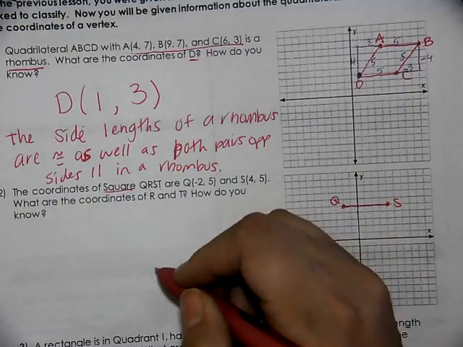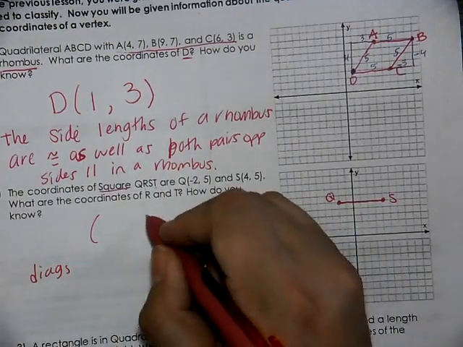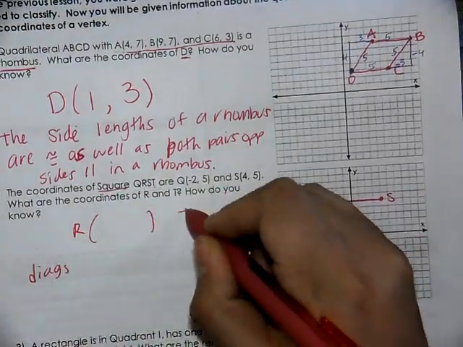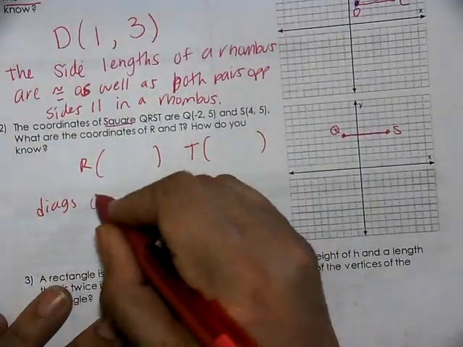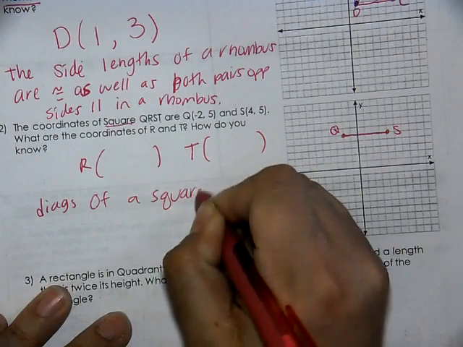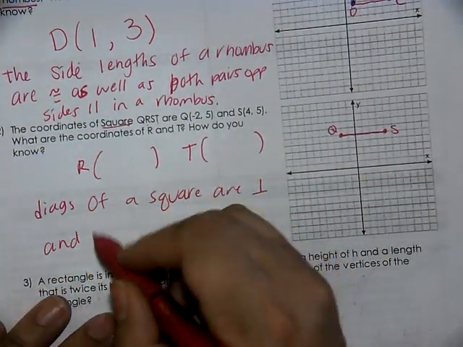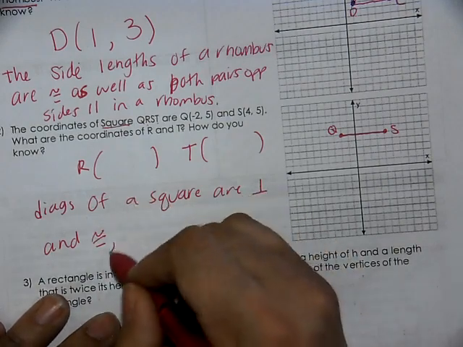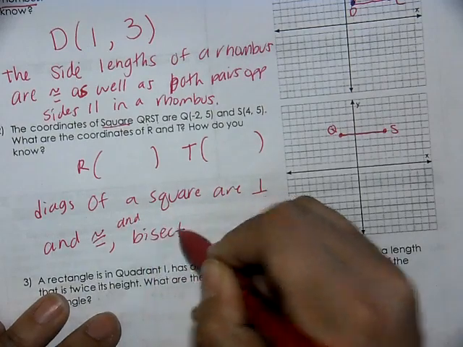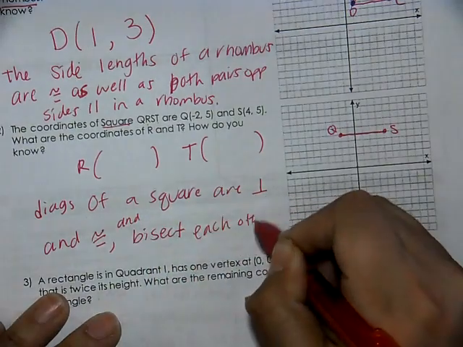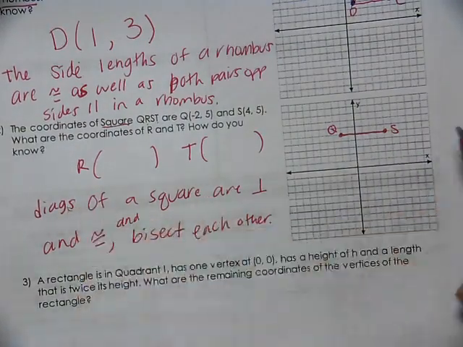Before we write down our answers for R and T, I'm going to write down that the diagonals of a square are perpendicular and congruent. They also bisect each other. So actually another and: bisect each other. We're using all three of those things to help us figure out the placement for R and T.